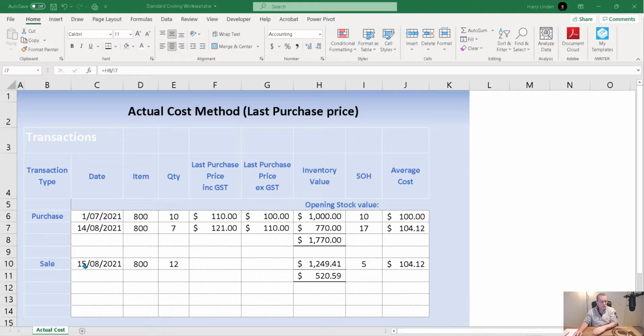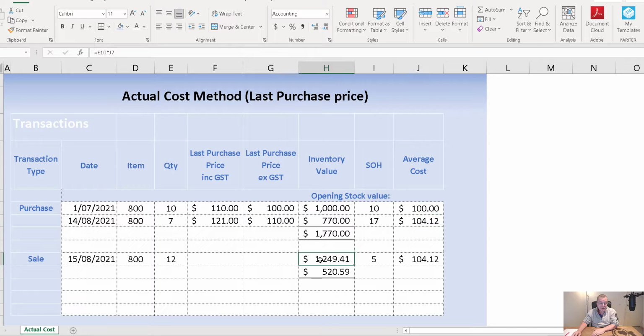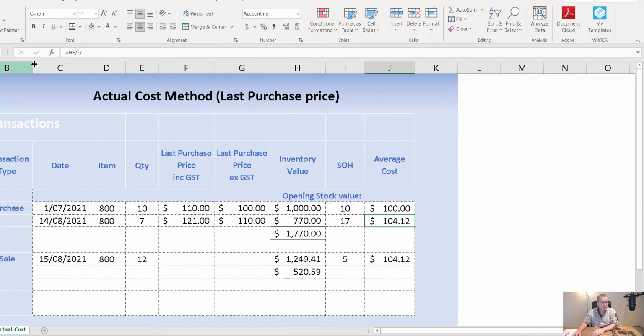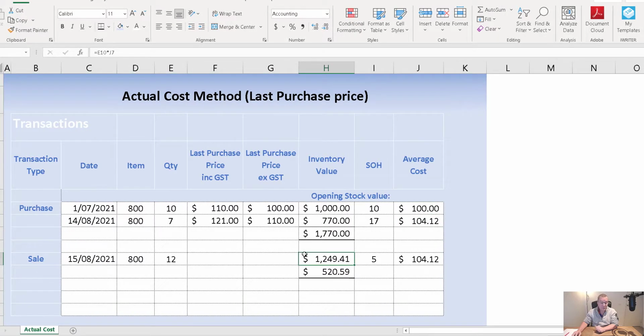So now we're going to enter a sale. We're going to sell 12 items, item 800. Obviously the last purchase price doesn't apply here because we're doing a sale. And how we cost the inventory is we multiply the quantity times whatever the average cost is at the time. Now the last average cost was 104.12. So I've done a formula here. It's E10 times J7. So E10 is your quantity and J7 is your last average cost. If you multiply that out, you get 1249.41.